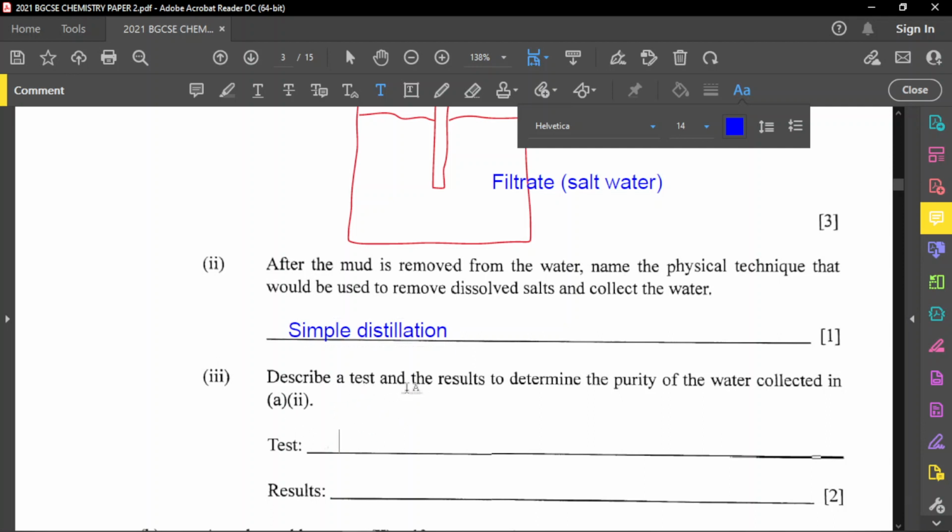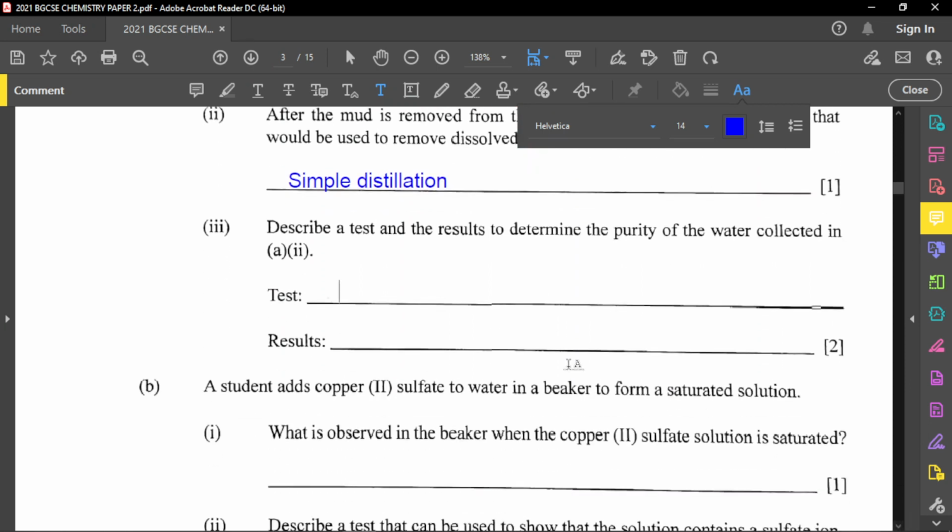All right, here's the question: describe a test and the result to determine the purity of water collected in A2. So what we can do here is describe a test and the result to determine the purity of water. Once you collect the water, you can boil the water. So you do boiling, and what you do here is test for the temperature.